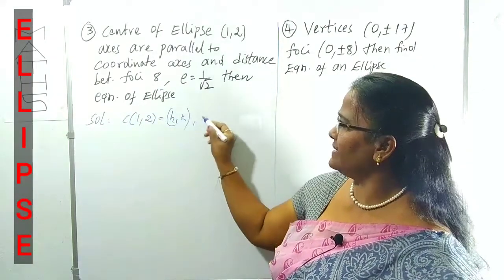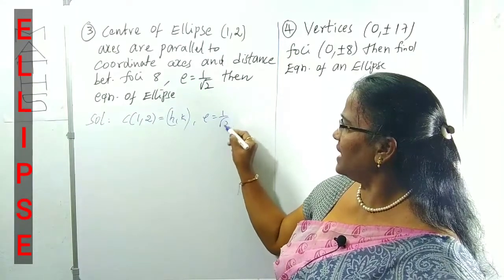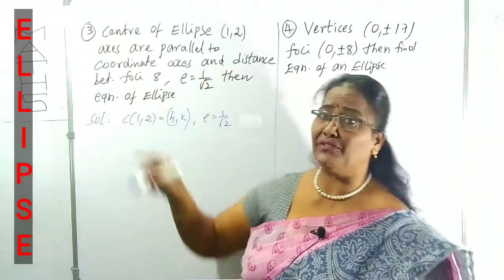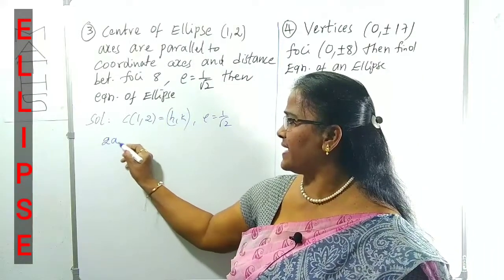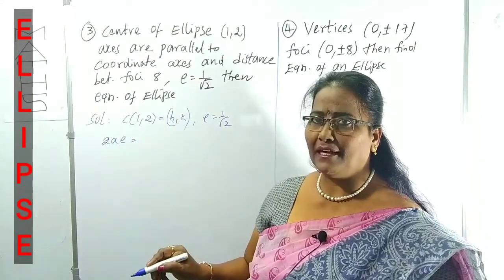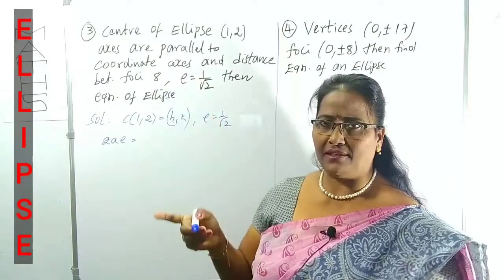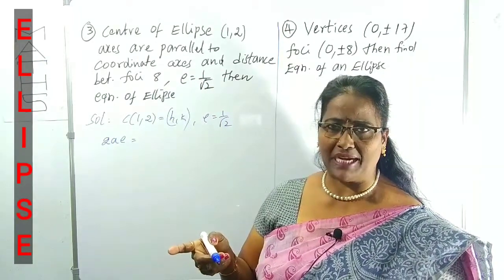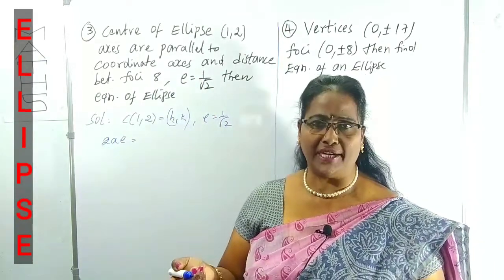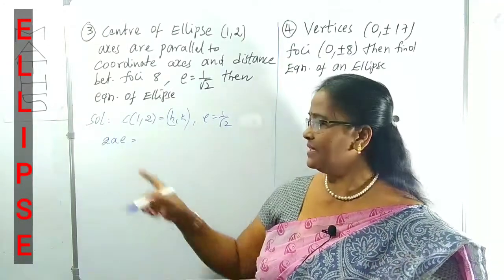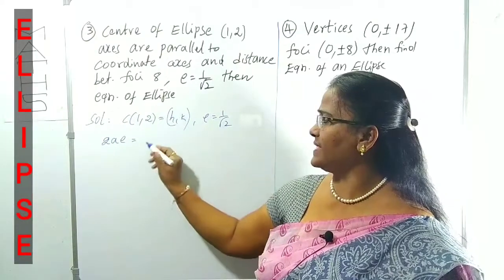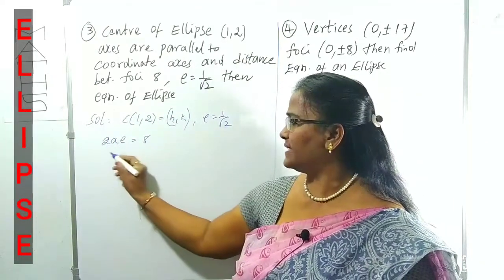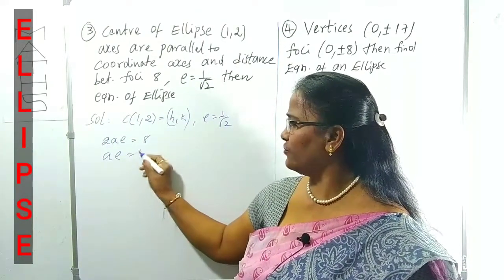e is already given as 1 by root 2, as well as the distance between the foci. What is the distance between the foci? It is 2ae. Indirectly, the coordinate axes are parallel to the axes of the ellipse. Distance never changed, I said. 2ae is given as 8. So, by cancelling the 2, ae is 4.